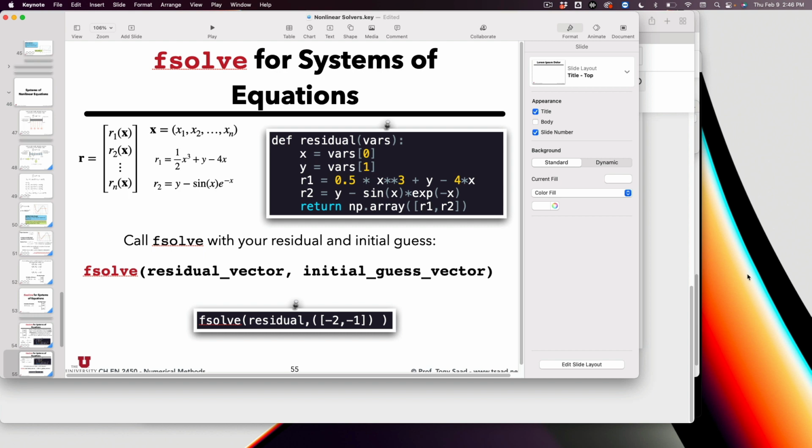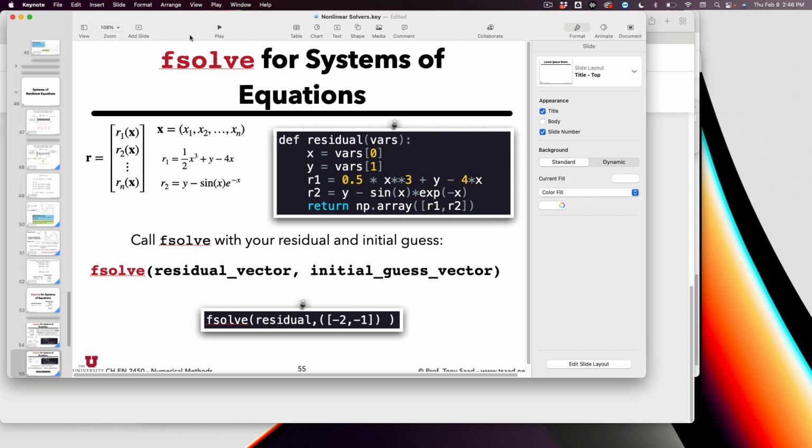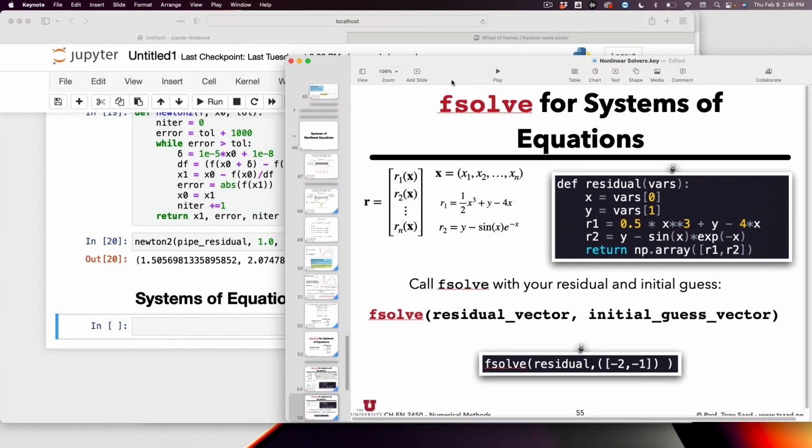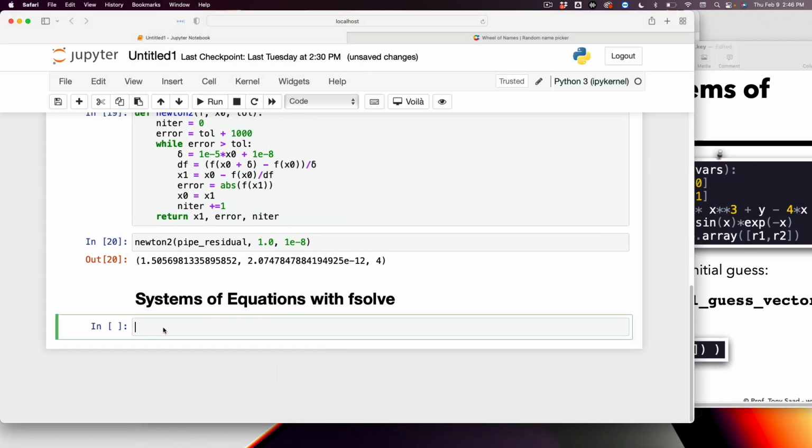I just need to remember the equations. Don't copy the code yet. Let's just write it together. Okay? I'm going to define my def residuals, or my residuals. Let's change things. Okay? Be very creative. My residuals, and vars.